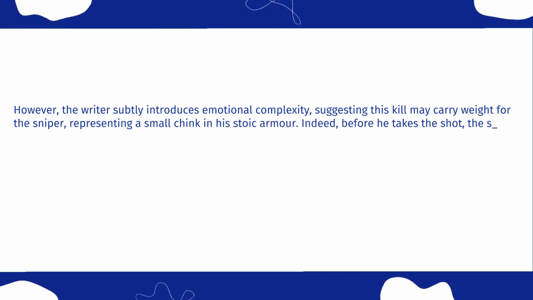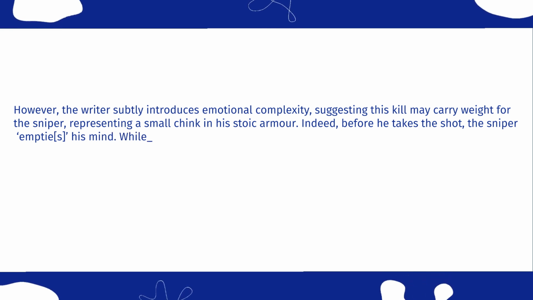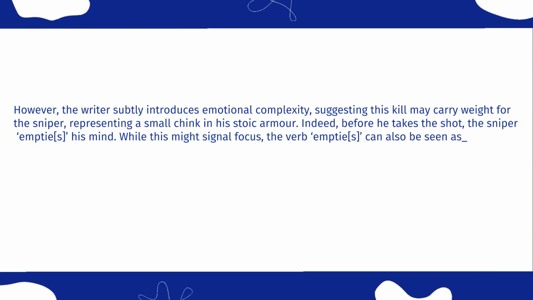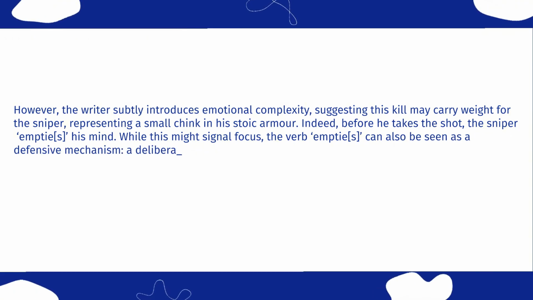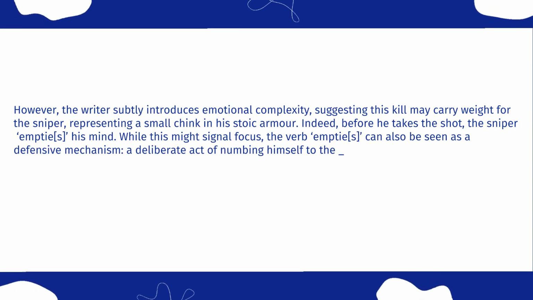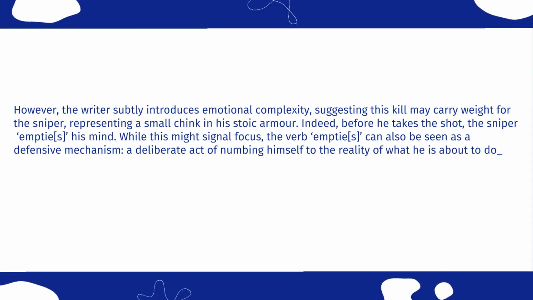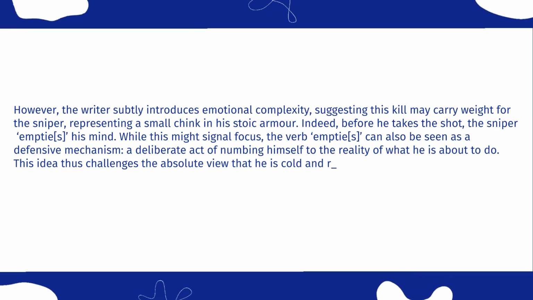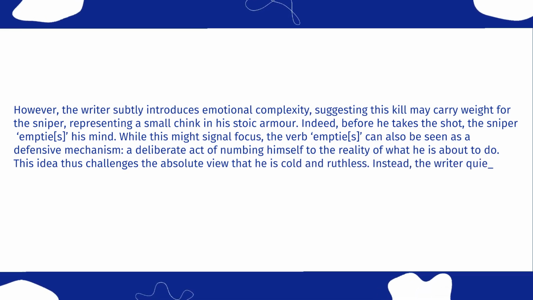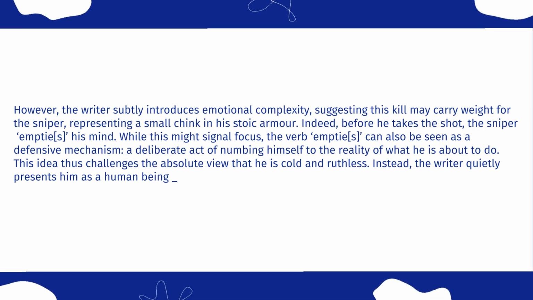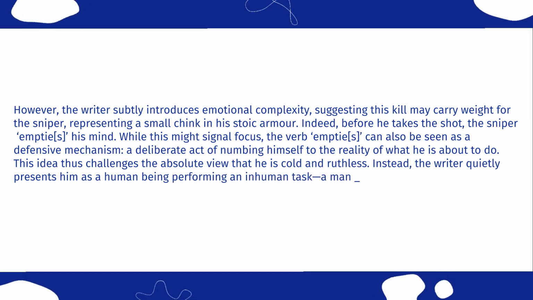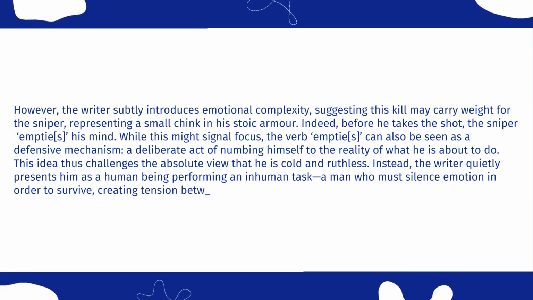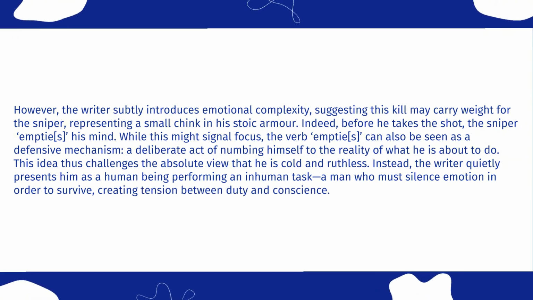Indeed, before he takes the shot, the sniper empties his mind. While this might signal focus, the verb empties can also be seen as a defensive mechanism, a deliberate act of numbing himself to the reality of what he is about to do. This idea thus challenges the absolute view he is cold and ruthless. Instead, the writer quietly presents him as a human being performing an inhuman task, a man who must silence emotion in order to survive, creating tension between duty and conscience.